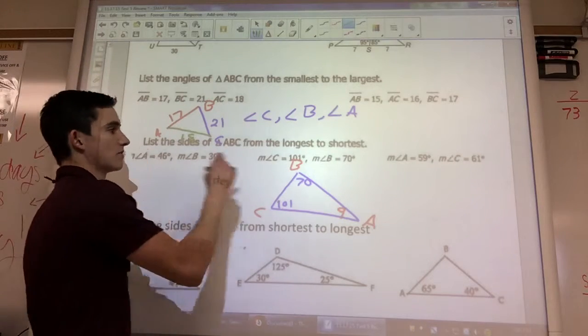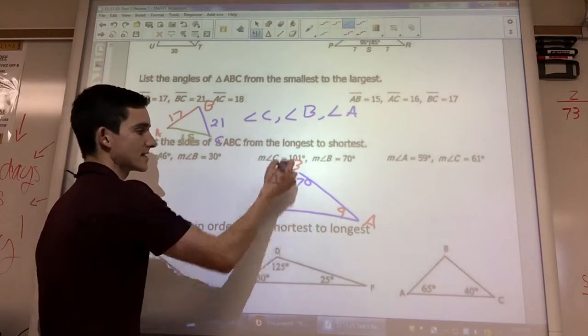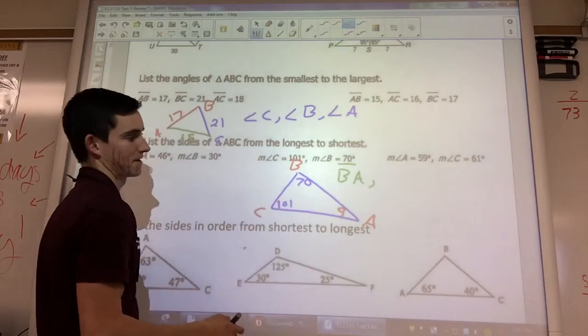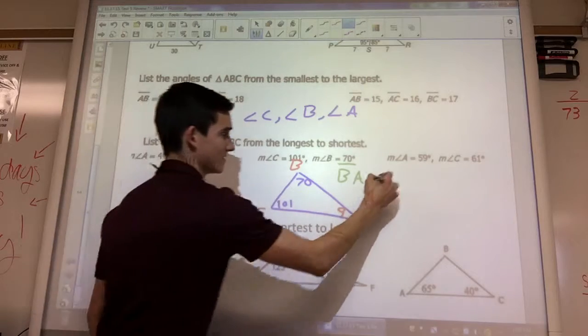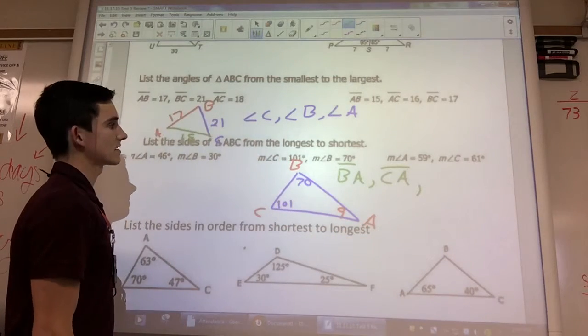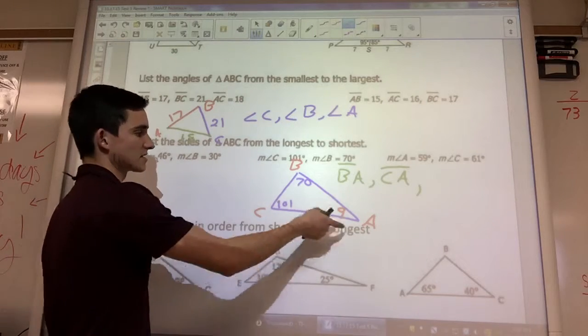All right. So longest to shortest. The longest side is going to be side BA. BA is the longest. And then CA, second longest, and then the shortest side is going to be across from A.